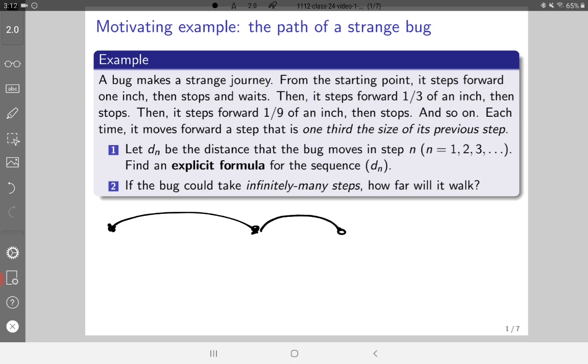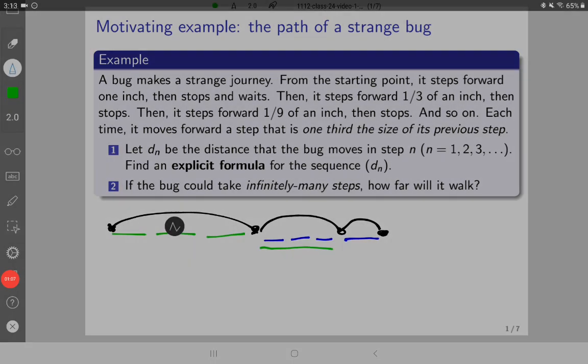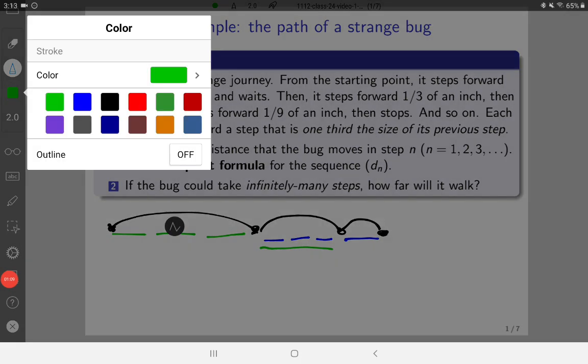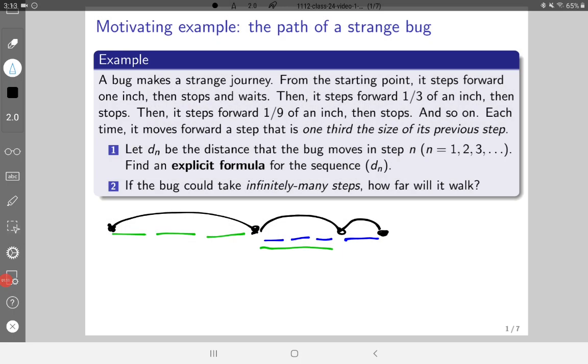And then it stops and it waits. And then on the next step, it goes forward 1/9 of an inch, 1/3 of the length that it just went. And let's say that it continues to do this in such a way that every time it pauses and then takes its next step, it goes forward 1/3 of the length that it just went on the previous step. So eventually it's taking very, very, very small steps indeed.